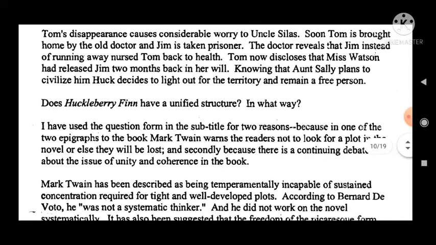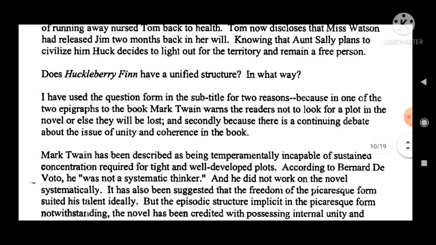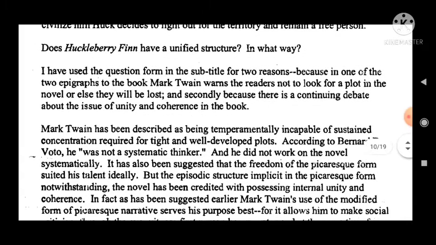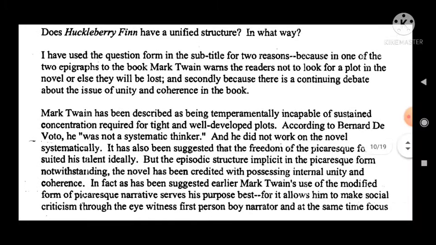Does Huckleberry Finn have a unified structure? In what way? I have used the question from the subtitle for 2 reasons. Because in one of the 2 epigraphs to the book, Mark Twain warns the readers not to look for a plot in the novel or else they will be lost. And secondly, because there is a continuing debate about the issue of unity and coherence in the book.